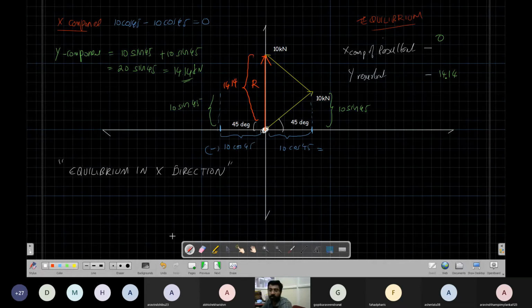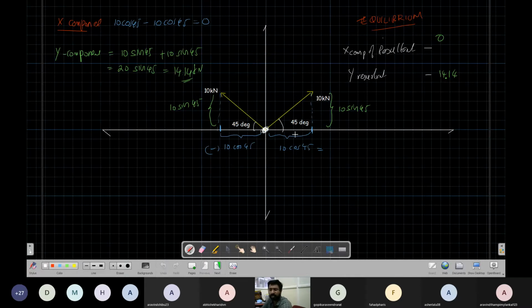So this is what equilibrium is about. For a body in complete equilibrium, it should not have any x component and it should not have any y component. Now the same question; let me make another copy.